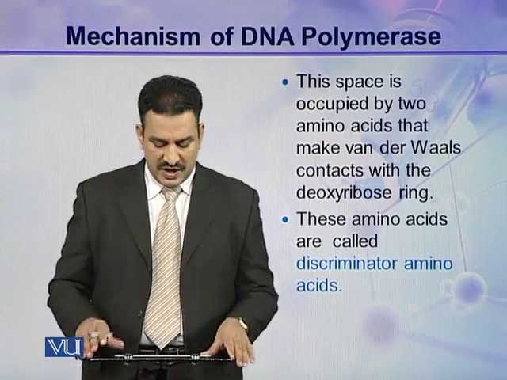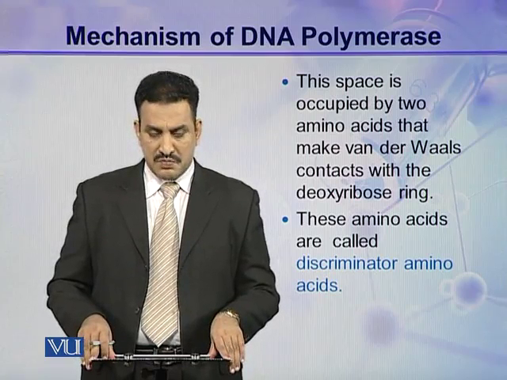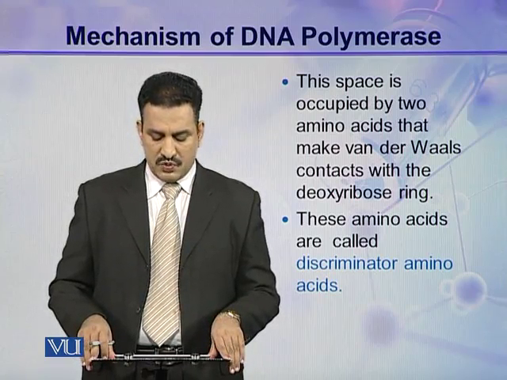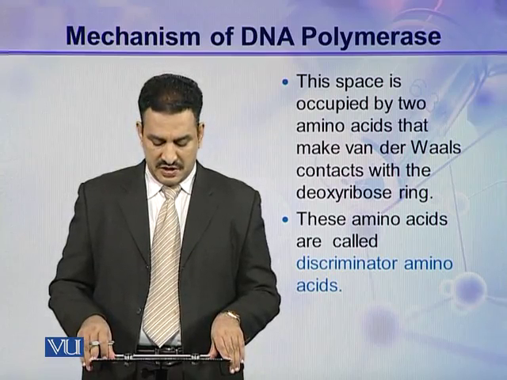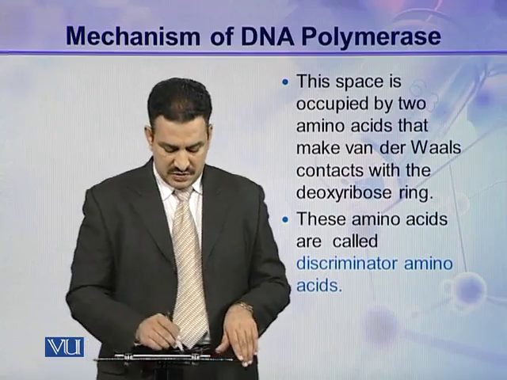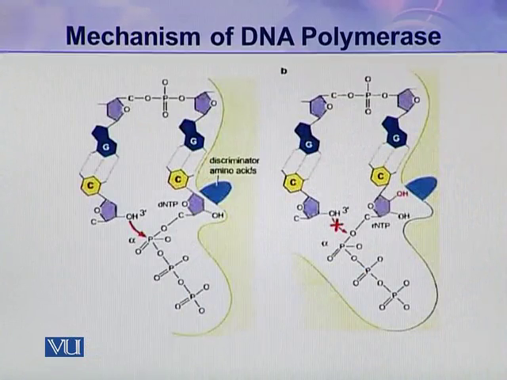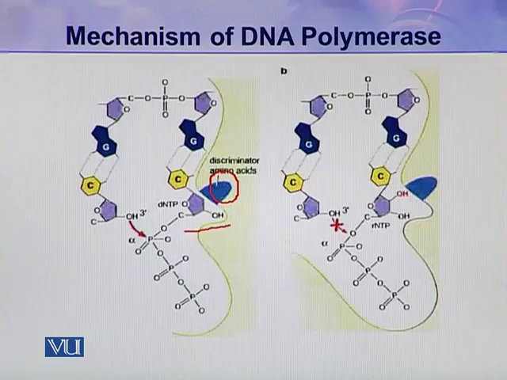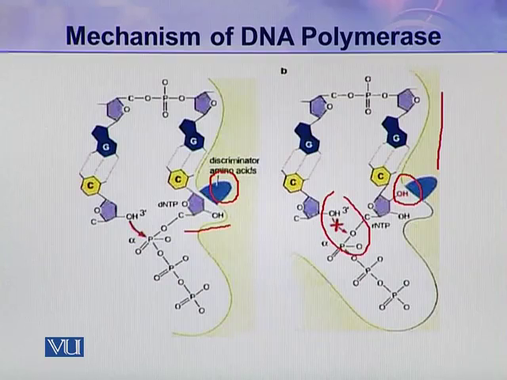This space is occupied in this pocket by 2 amino acids that make van der Waals contacts with the deoxyribose ring. These amino acids are called discriminator amino acids. So here you can see this is the discriminator amino acid, and this is the correct DNTP. When an RNTP with this hydroxyl group comes to join with the template, the correct alignment will not take place, and catalysis, or the addition of this nucleotide, will not take place.